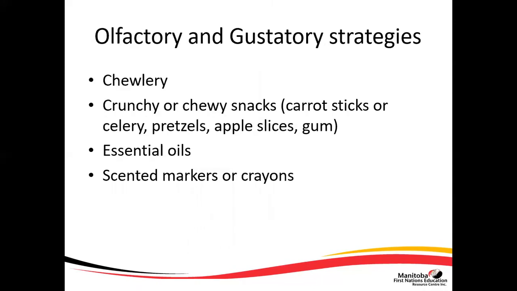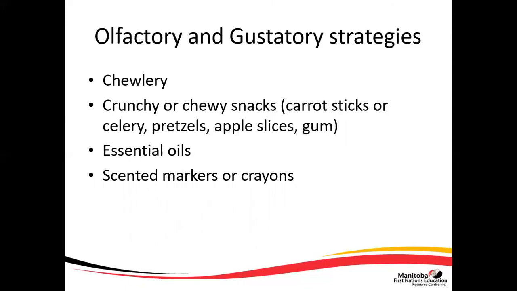Okay, and then olfactory is our scent and gustatory is our taste. So for students that just seem to want to put everything in their mouth, we can use jewelry. So that's jewelry for students that has been specifically designed to be chewed on. And then you can also use crunchy or chewy snacks. So use carrot sticks or celery, pretzels, apple slices, gum if it's safe and there's not choking hazards.